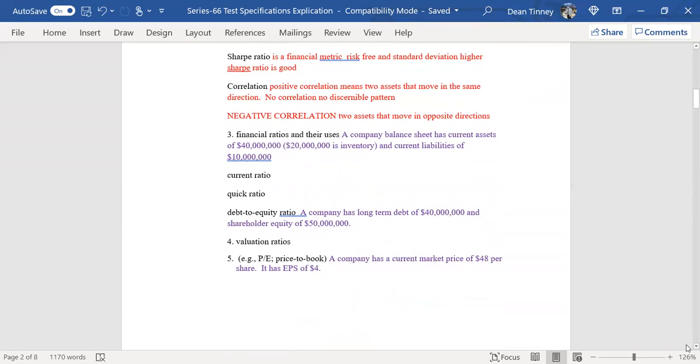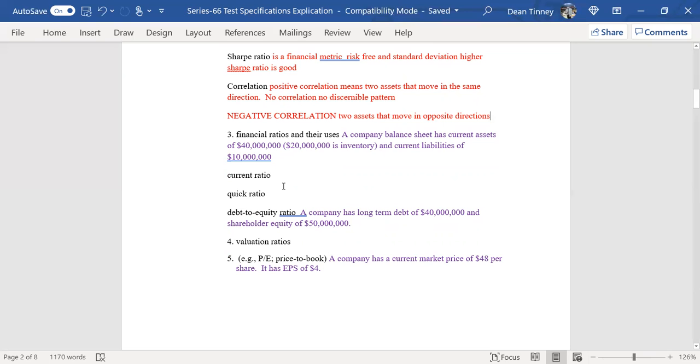All right, so now we're on to ratios, financial ratios and their uses again, and same thing. We said 4 or 5 here on our exam. I provided some ledger entries here so we could go over these questions together. I provided a company balance sheet, and I stipulated it has current assets of 40 million. Of that $40 million in current assets, it has 20 million in inventory. It has current liabilities of 10.